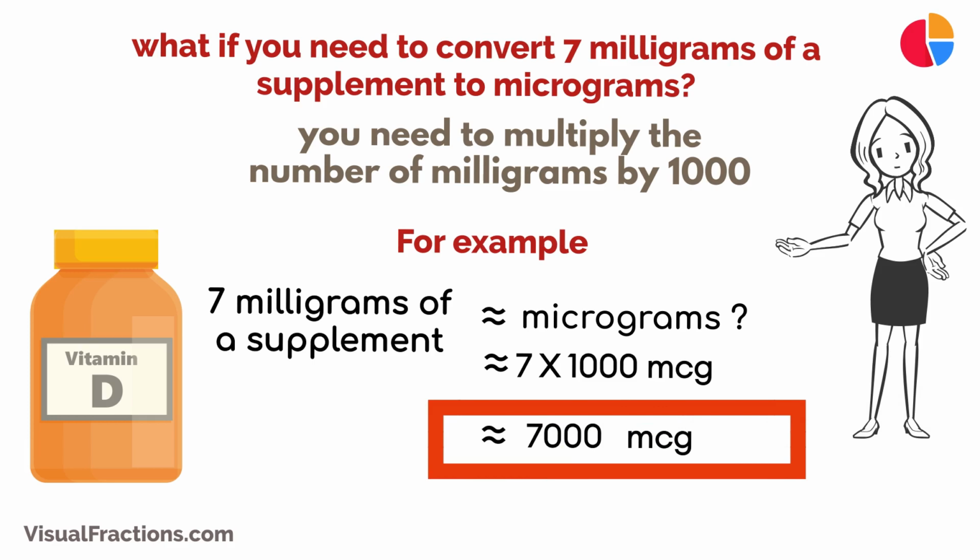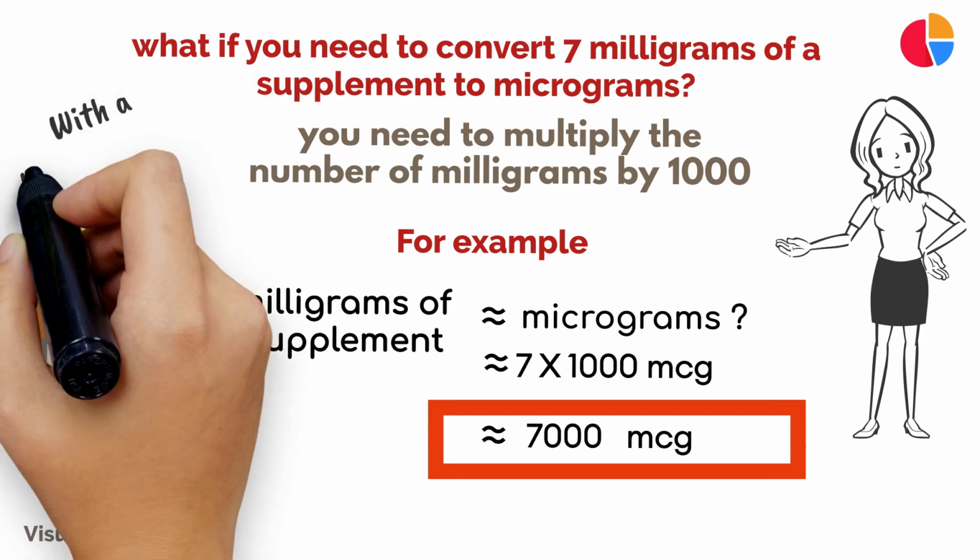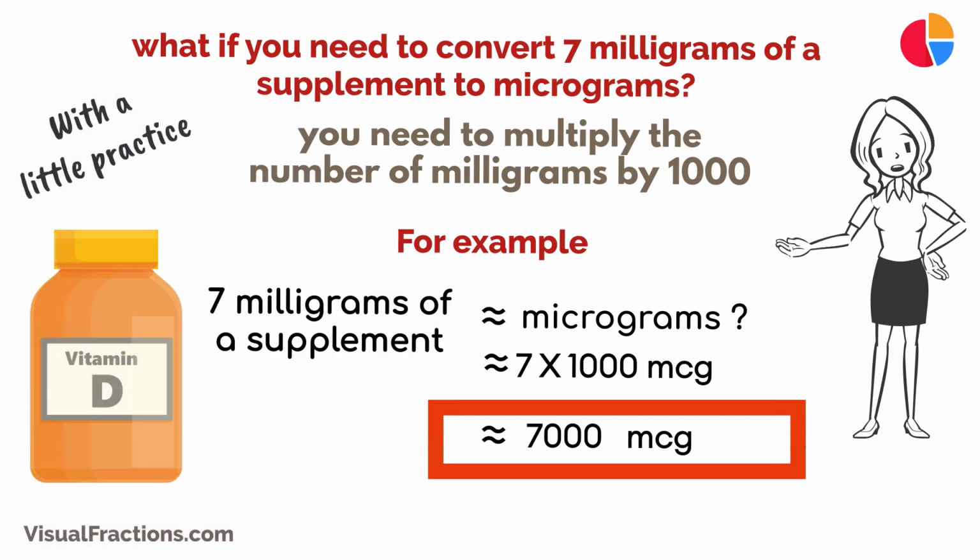And there you have it. Converting 7 micrograms to milligrams is simple once you know the conversion factor. With a little practice, you'll be converting between micrograms and milligrams in no time.